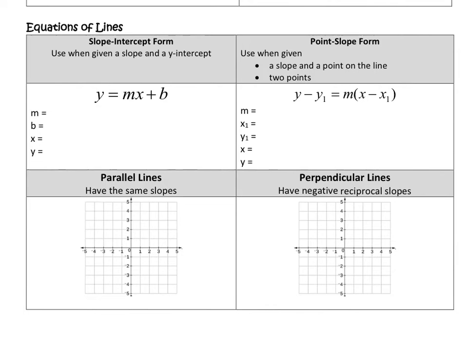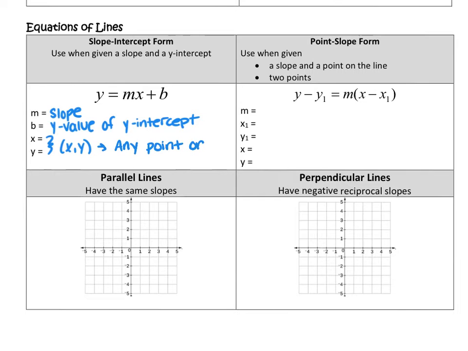Okay, so the next part I'd like to review is the equation of a line. This equation of the line y equals mx plus b is called the slope-intercept form of a line. And it's used when you're given a slope and a y-intercept. So let's just review the pieces. M is your slope. B is your y value of the y-intercept. And if you put x and y together and make a point, x and y is any point on the line.